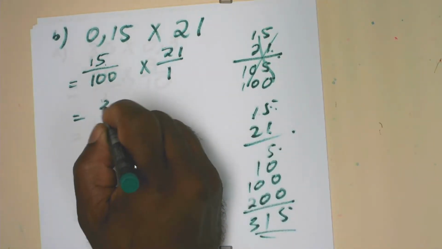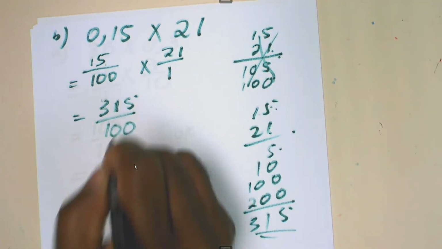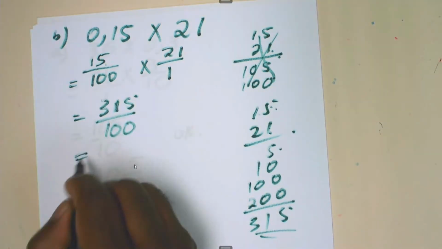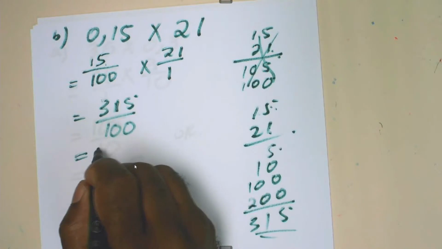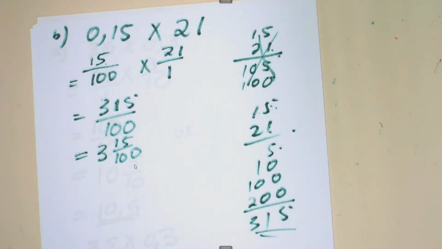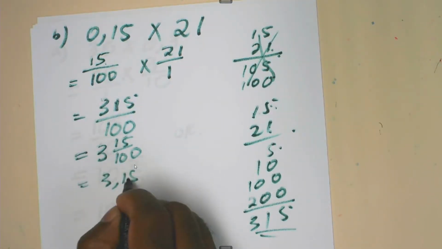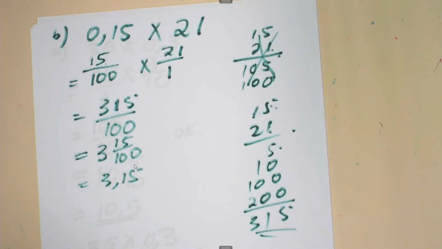It's 315 what? Hundredths. Ne? And then what do we have? It's going to be 3 and 15 hundredths as a mixed number, which is going to be 3.15. Second method, quickly. Don't want to run out of time here.